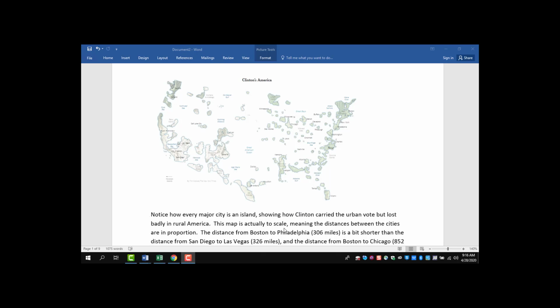This map is actually to scale, meaning that the distance between the cities are in proportion. The distance from Boston to Philadelphia is 306 miles. Boston to Philadelphia, 306 miles, a bit shorter than the distance from San Diego to Las Vegas, which is 326 miles.